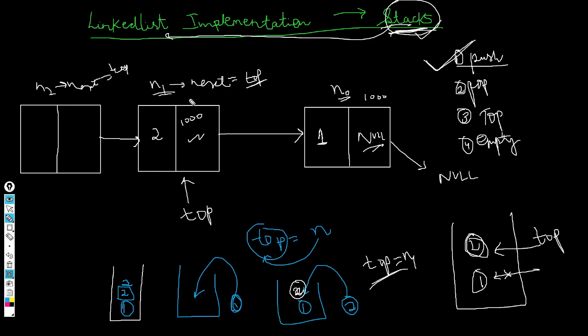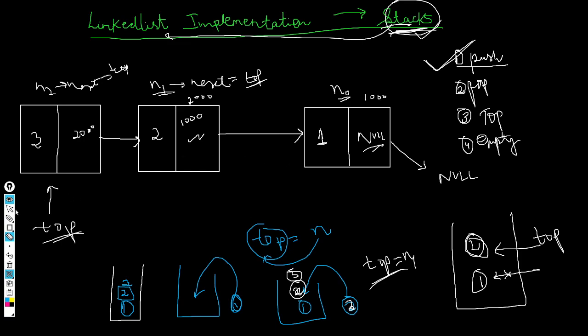So suppose this had an address of 2000, let's say. So the address part of it will contain 2000, and the data part will be the new element which you wanted to insert. So let's say it was 3. If you wanted to insert 3, this will be the data part of it. And again we'll shift the top pointer from top equals to n1 to top equals to n2. So basically this top pointer will now be pointing towards n2. So this is how our push operation will work.